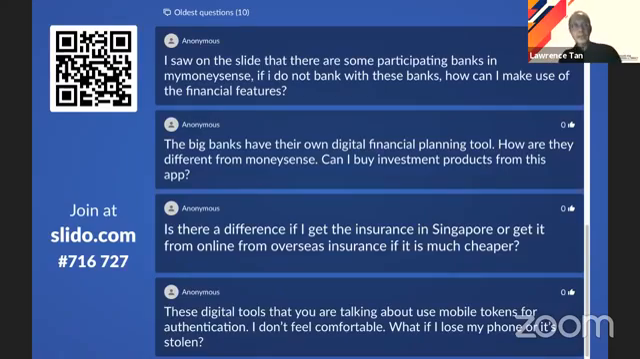Let's take the next question. The big banks have their own digital financial planning tools. That's true. How are they different from MyMoneySense? And can I buy investment products from this app? Okay. How are they different? Yeah, so I would say each bank has their own design, interface approach, and value proposition. For MyMoneySense, we position ourselves as a neutral platform, and we try to ensure that our financial guidance is quite objective, not tied to any product offerings that generally the banks may offer. So you can make your own decision based on your own assessment of what you think is best for yourself. Currently, we can't support any purchase of investment products from MyMoneySense. And if you wish to buy investment products, it'll be best that you understand the products you are buying before you purchase them.